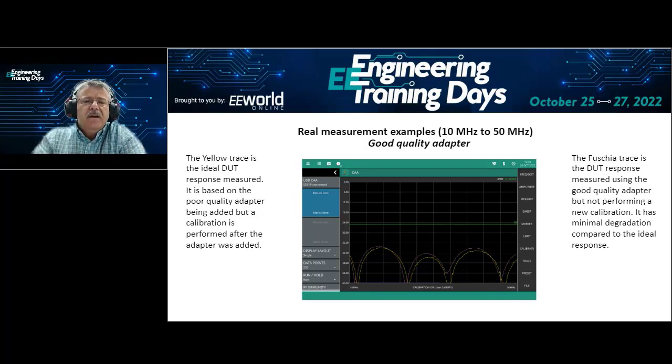This is an overlay of the two measurements. The yellow trace is the poor adapter with the calibration applied after the adapter was added, and the magenta trace is the measurement that was made with the good quality adapter, but no calibration. So you can see some variation there, but they're very, very close, and they're well below the limit. So I would say the good quality adapter did not really impact the measurement enough to be of a concern.